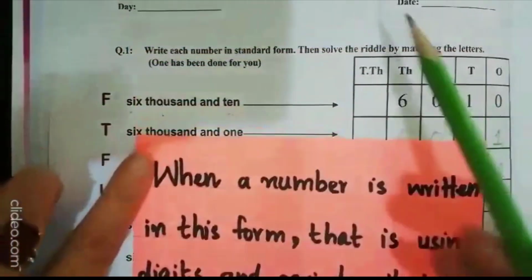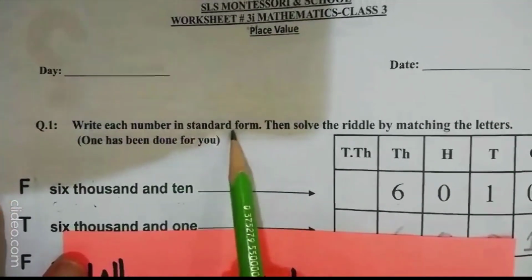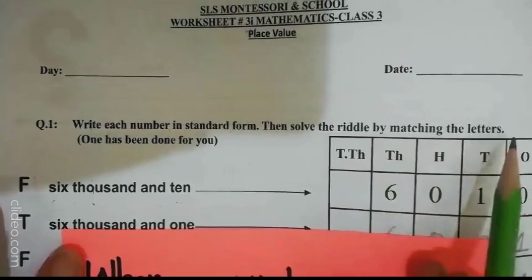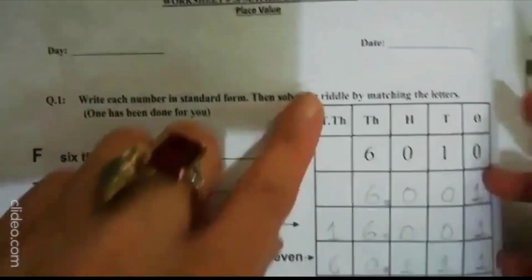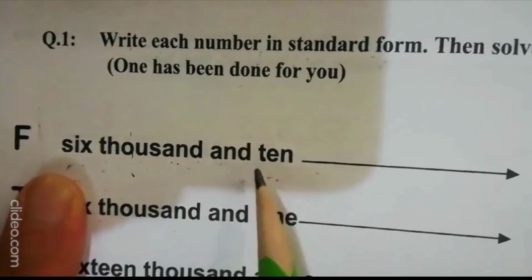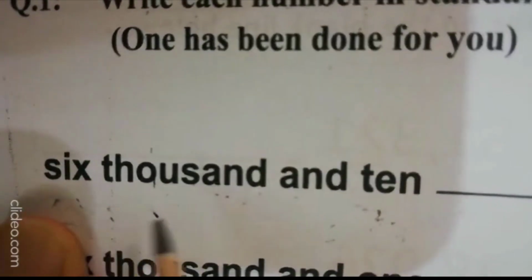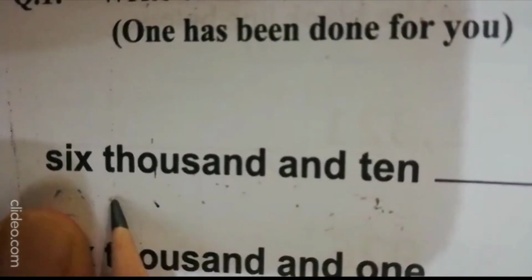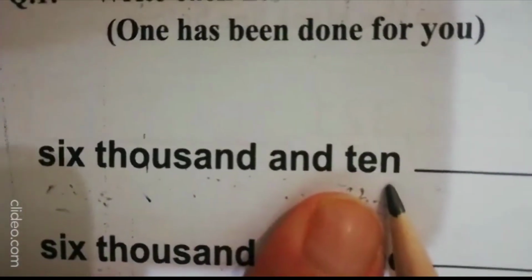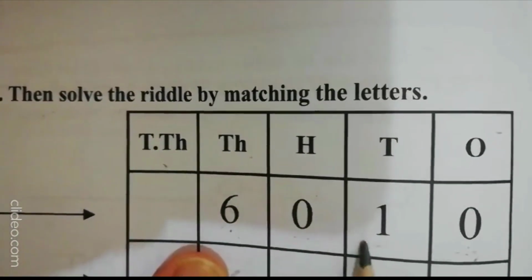Now coming to worksheet number 3I, page number 16. Question is, write each number in standard form, then solve the riddle by matching the letters. This is a place value chart: ones, tens, hundreds, thousands, ten thousands. Now first question is 6010. This is the representation of the number in words. Now you have to represent this number in standard form.